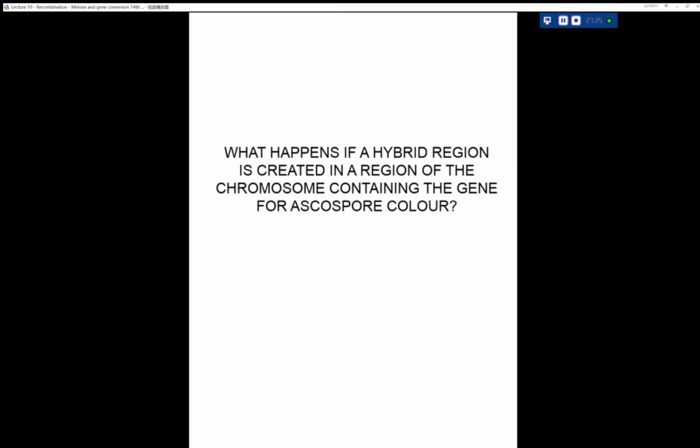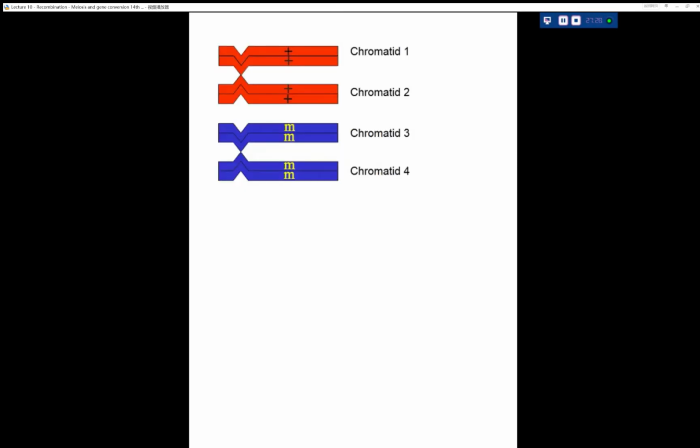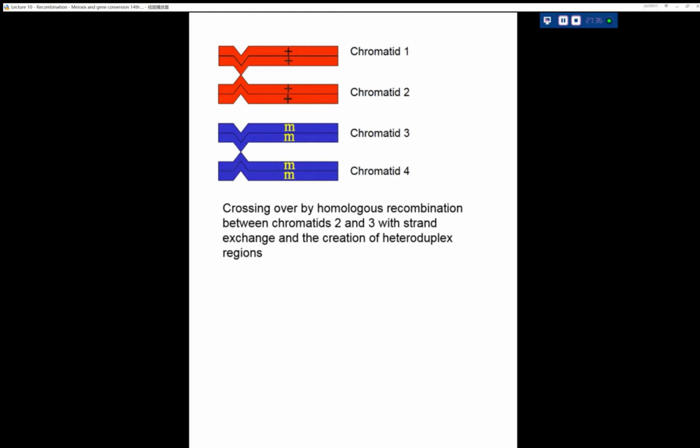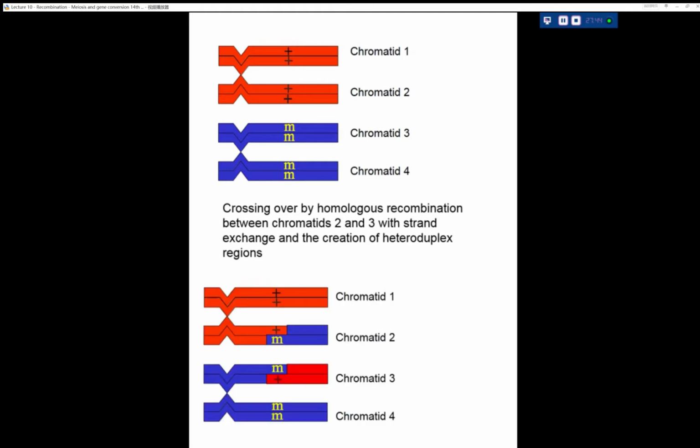So what happens if that hybrid region just happens to be generated where our gene is for ascospore color? What happens at that level? I've gone red and blue now instead of black and yellow. So let's imagine a situation where you get crossing over, but that hybrid region is created at the locus for that ascospore color. I'll just show these at that level. If this hybrid region is generated at the position of the gene, you will get one strand of wild-type DNA and a strand of mutant DNA.